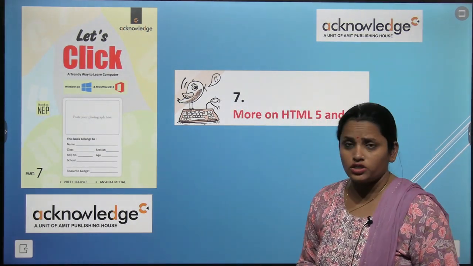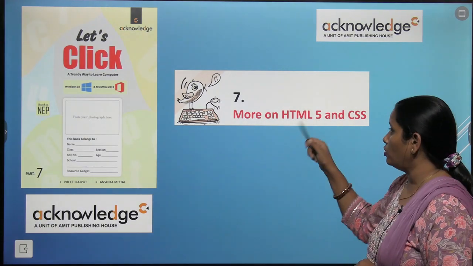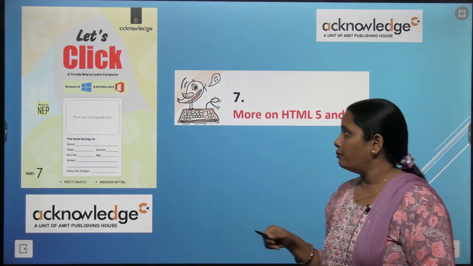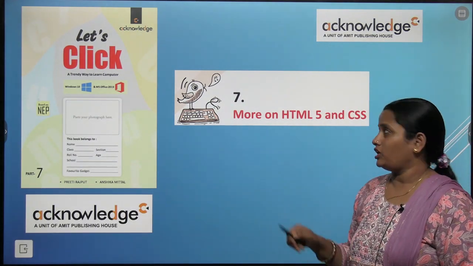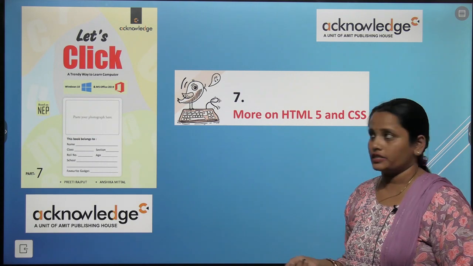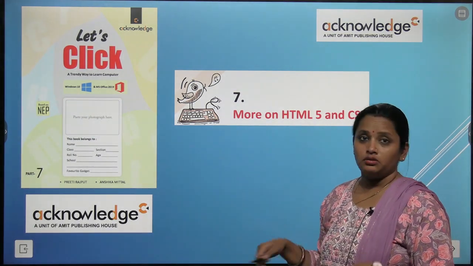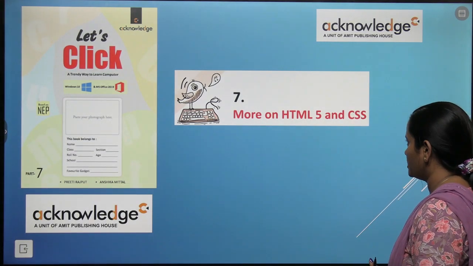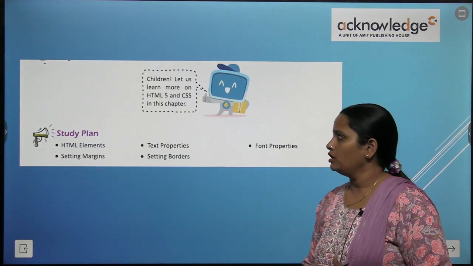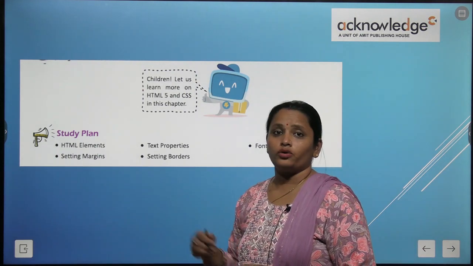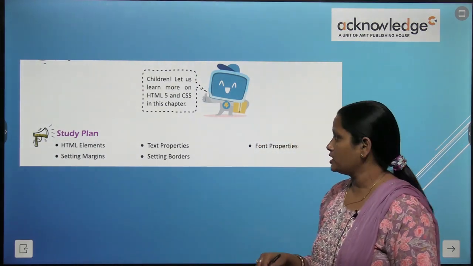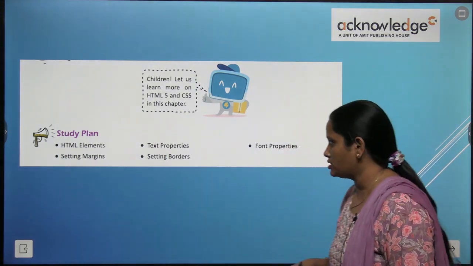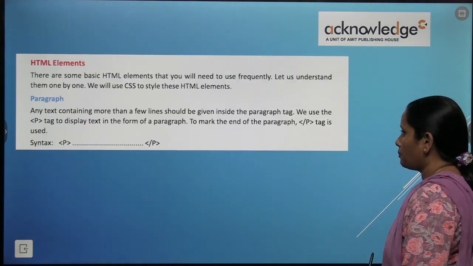Today we are going to do a new chapter and the name of the chapter is More on HTML5 and CSS, and this is chapter 7 of your book. We have already learned about HTML and CSS in our previous class. Now today we are going to learn some more topics under HTML and CSS. In this chapter we are going to learn about HTML elements, text properties, font properties, setting margins, setting borders. So let's begin with the chapter.